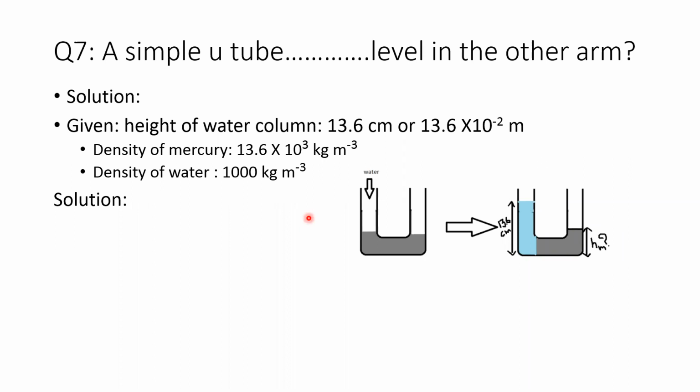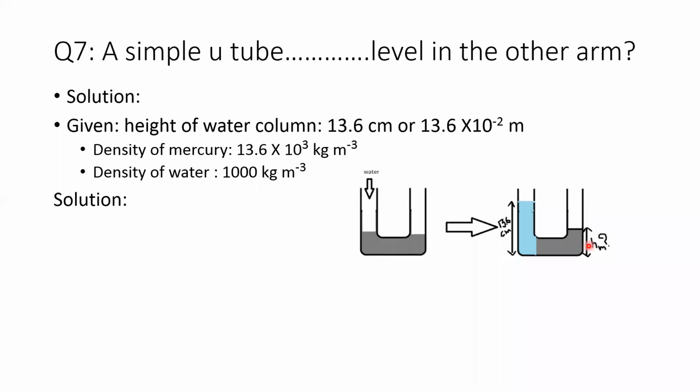Again, this is a hint for you. This is mercury which is filled in both arms of this U-tube. Then water is poured in one arm of this U-tube. The height of the water column will be 13.6 centimeters. It is asking what will be the height of the mercury column in the other arm.